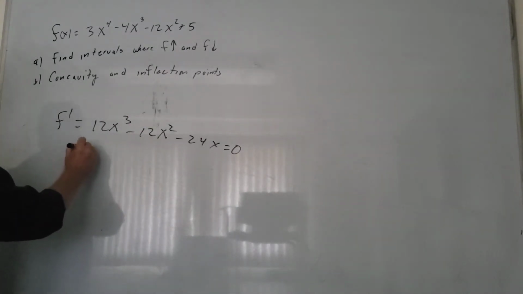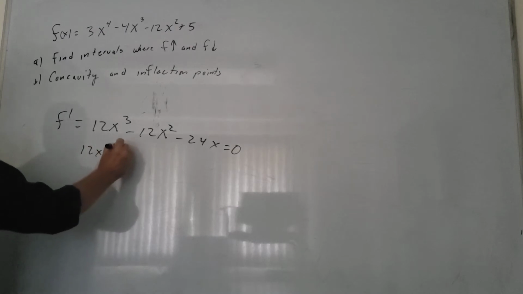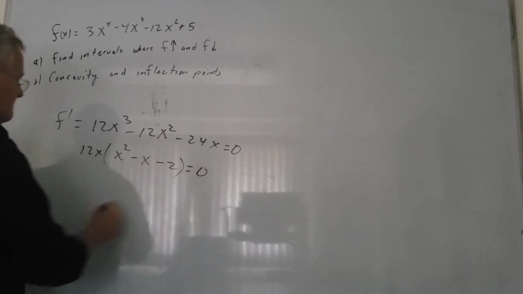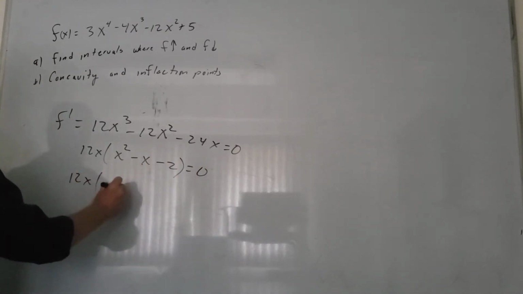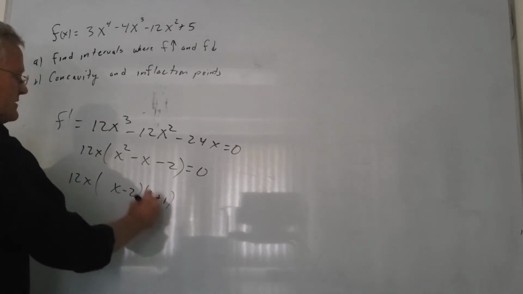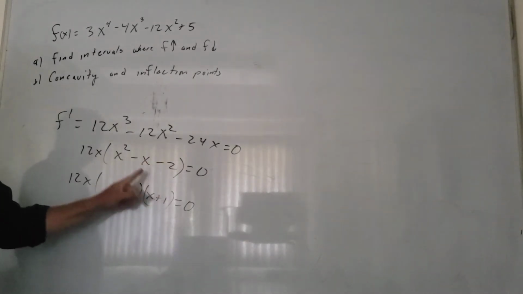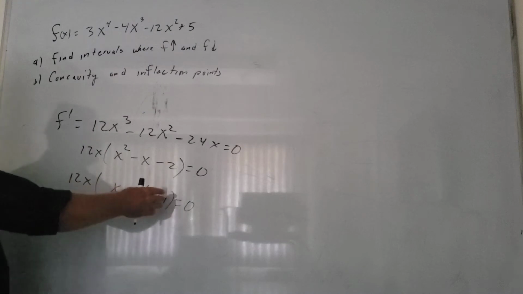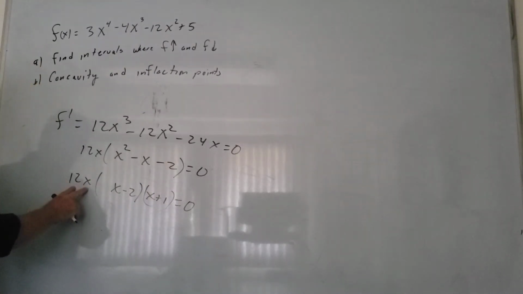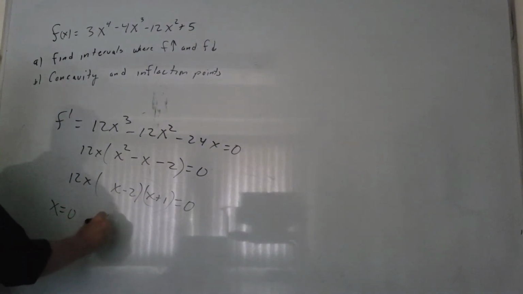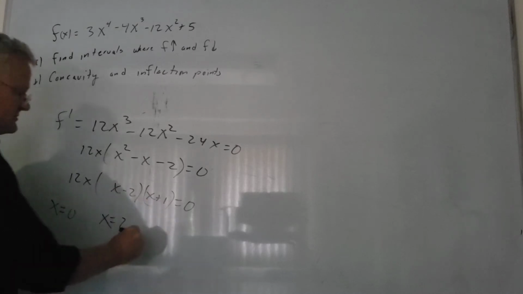If I factor out a 12x, I'm left with x squared minus x minus 2. This factors into x minus 2 times x plus 1, because negative 2 times 1 is negative 2, and negative 2 plus 1 is negative 1. When is this 0? When each factor is 0. 12x is equal to 0 when x is 0. x minus 2 is equal to 0 when x is 2. And x plus 1 is equal to 0 when x is negative 1. So these are our critical numbers, our critical x values.